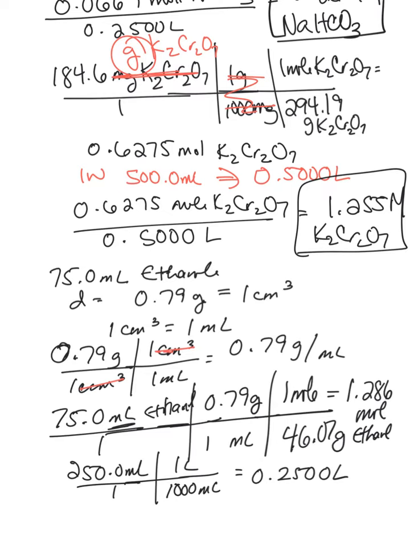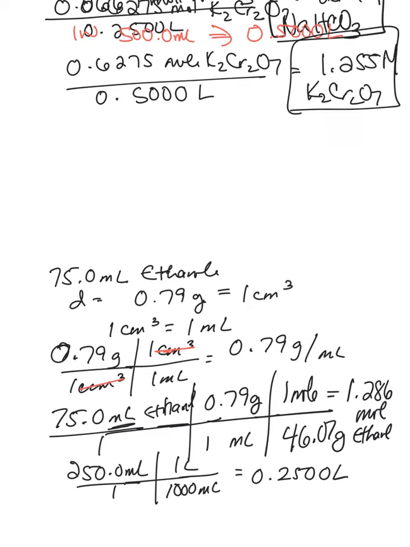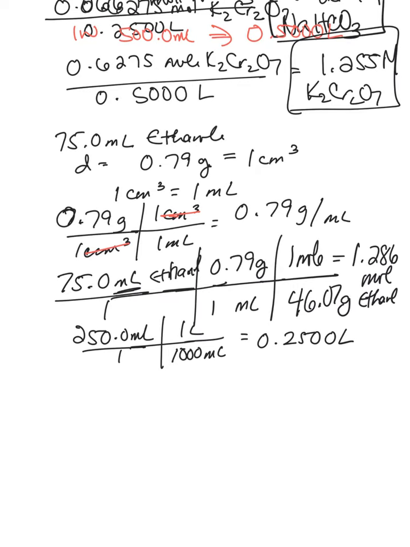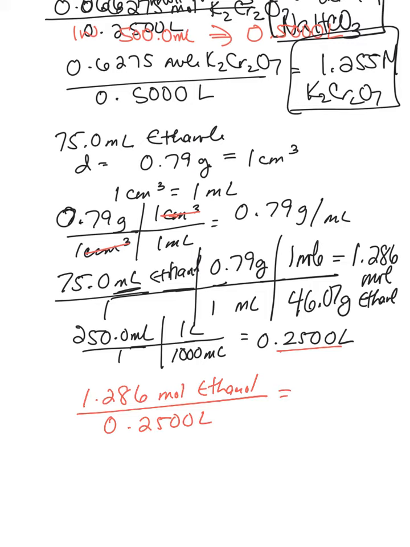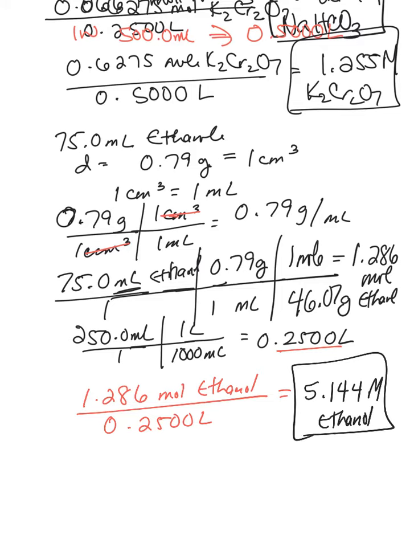And now we're just going to divide the moles over the liters. So we're going to divide 1.286 moles of ethanol divided by 0.2500 liters, and that is going to give us our concentration of ethanol in this solution, and it works out to be 5.144 molar ethanol. Make sure that you have 4 significant figures because that's what you have in the problem.